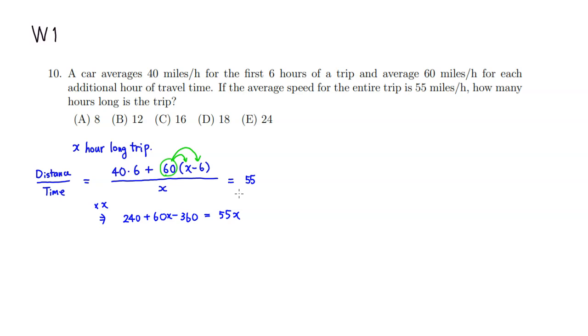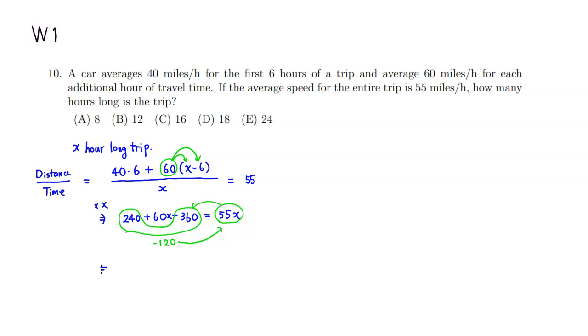Then I'm going to just keep on moving stuff. I'm going to put all the x's on the left-hand side and all the other ones on the other side. So 240 minus 360, by the way, what's that? 240 minus 360 is negative 120. So it's a negative 120, and I'm going to have to send it to the other side. So how do we do that?